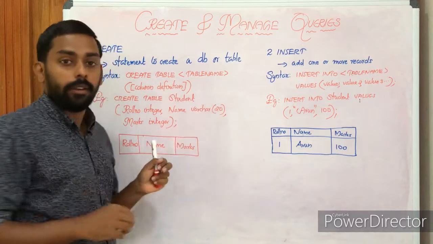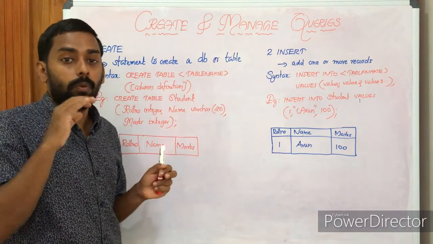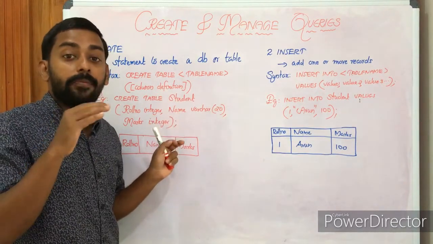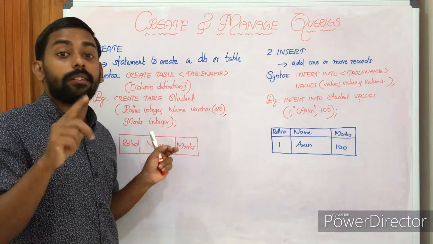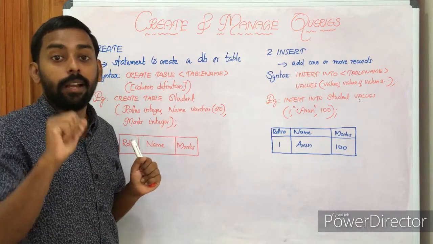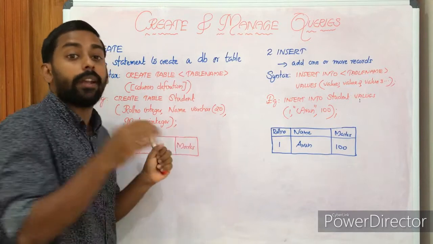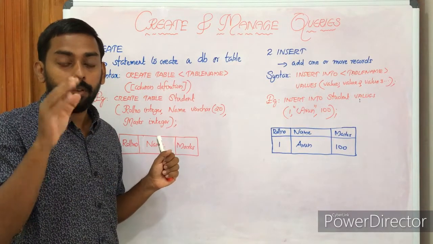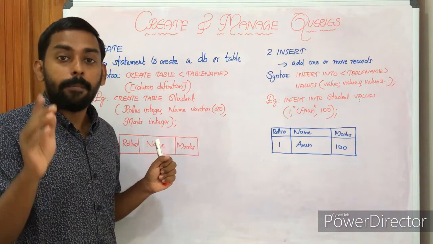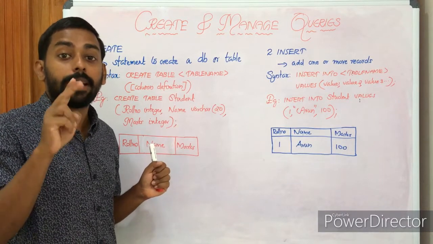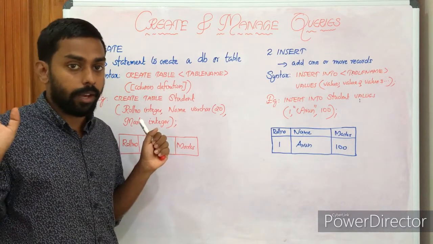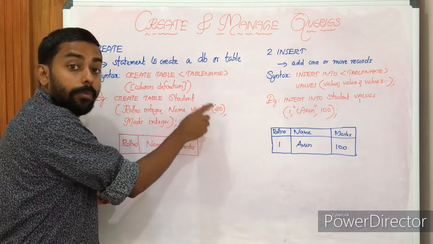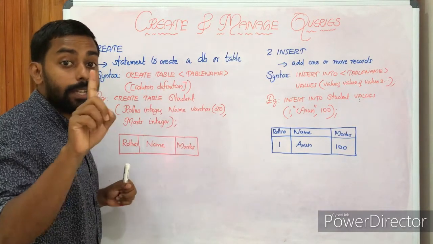And what is 20? 20 means the size of what? Name. We can have maximum 20 characters in a name, in a single name. It doesn't mean we can store 20 names. We cannot store 20 names, but in a single name we can have maximum 20 characters. That's the meaning.